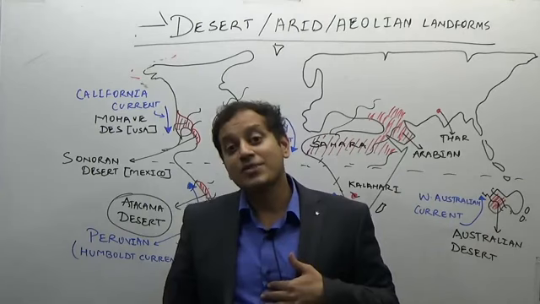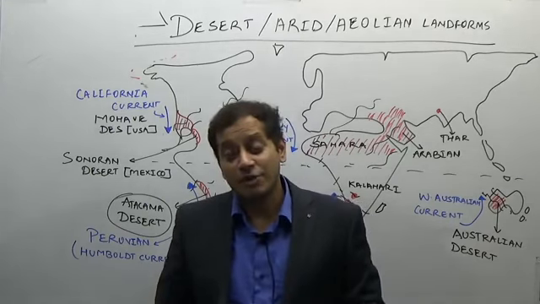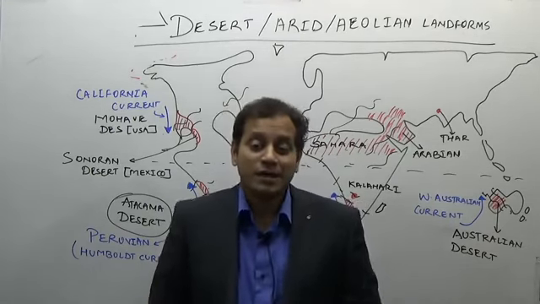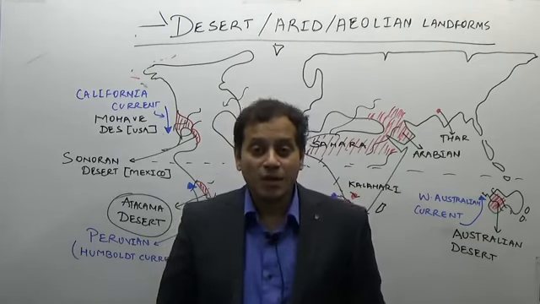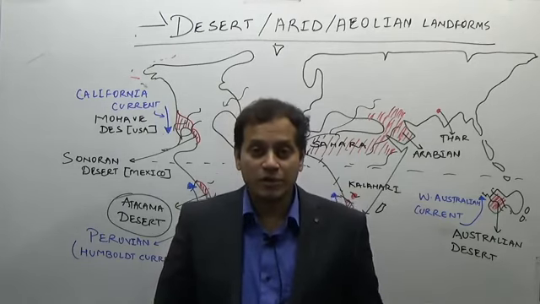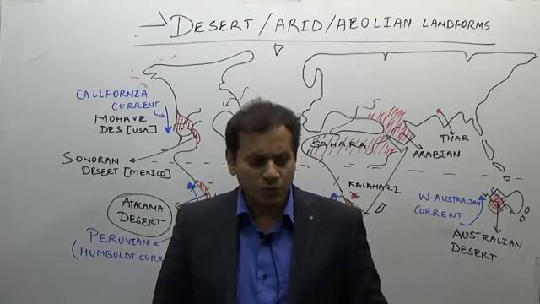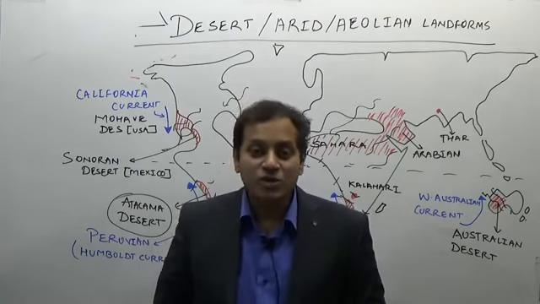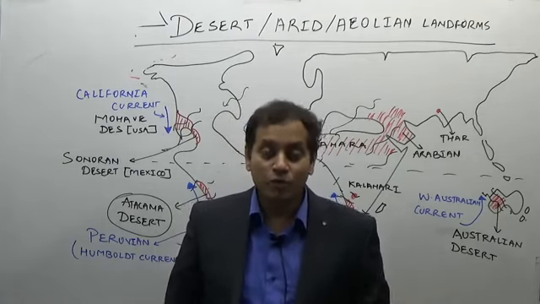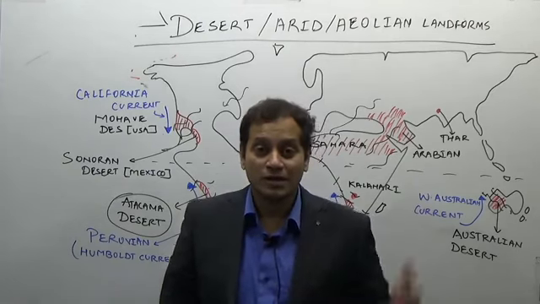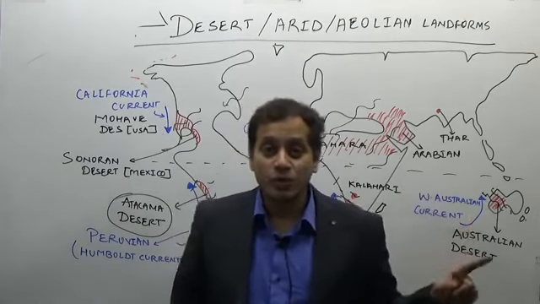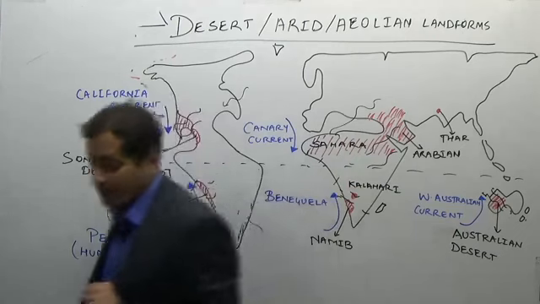So Benguela Current is found where? It is found in Africa. Which part of Africa? The southern part of Africa, that is after the equator. West Australian Desert by the West Australian Current. And as I told you, these all are the cold currents. So you are answering one more question here, the fourth one: which of the following are the cold currents? So what you find here are the cold currents. Draw this diagram.